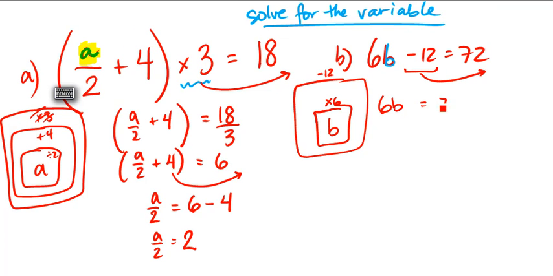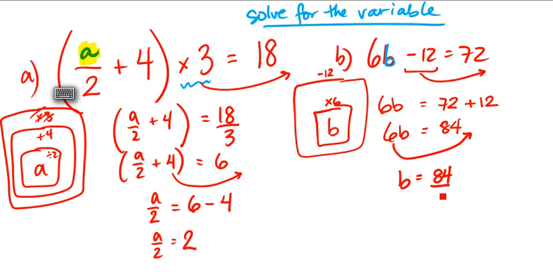So I move the minus 12 over to the other side. 6b equals 72, and now the minus 12 becomes plus 12 when I carry it over the equal sign. 6b equals 72 plus 12, which is 84. This is 6 times b, so when I move the multiplication to the other side, it becomes division. 84 divided by 6 equals b. I solve this. 84 divided by 6 is 14. So I find that b equals 14.